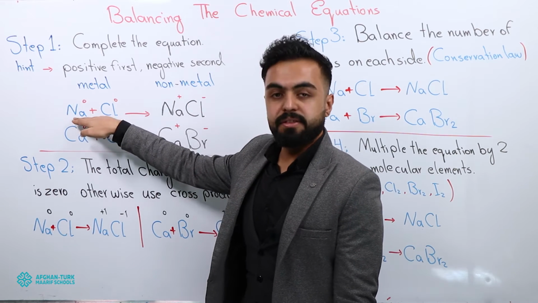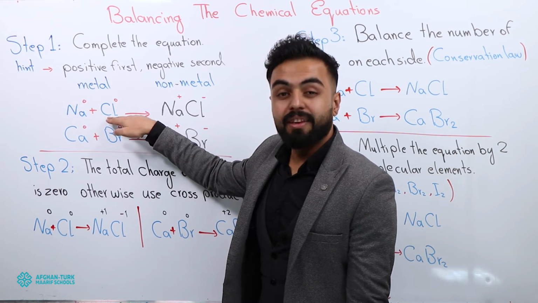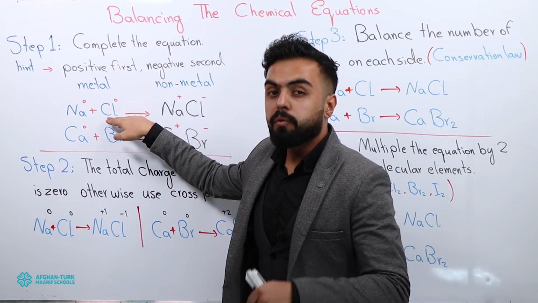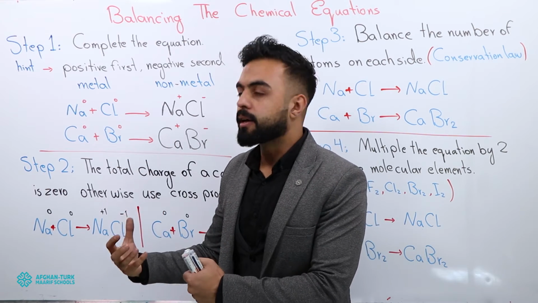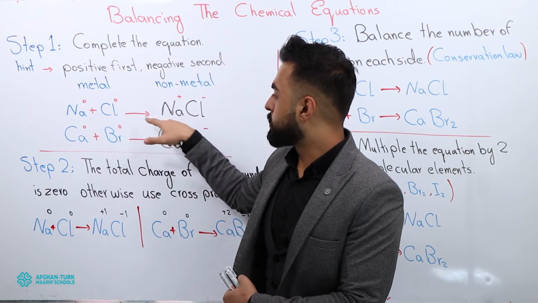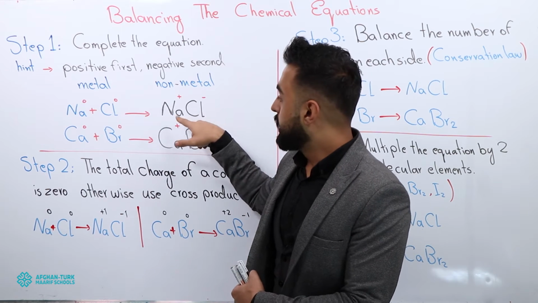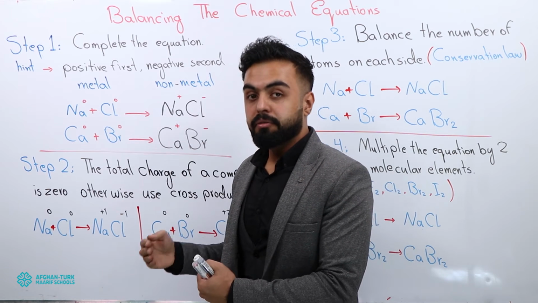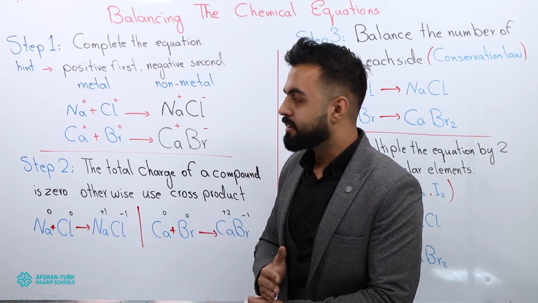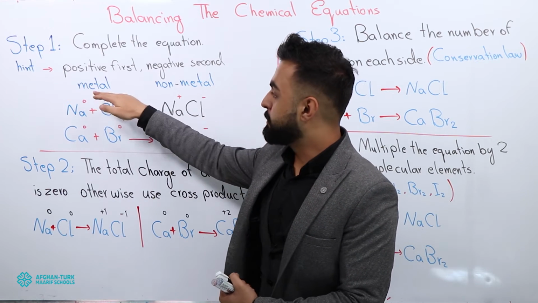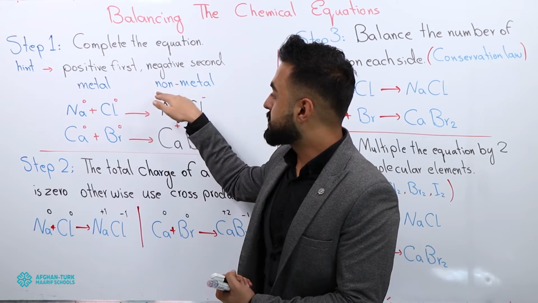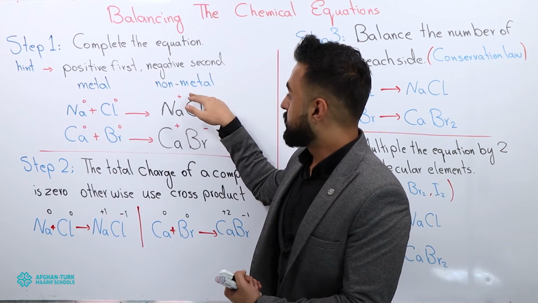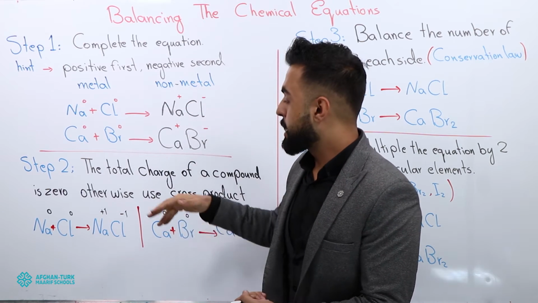For example, we have sodium with chlorine. They react. We should know first what is the result of this reaction. What is the product? Sodium chloride, NaCl. Which one is coming first and which one is coming second? The positive one, the metal one. Sodium is a metal and chlorine is a non-metal. The negative one or non-metal comes second.